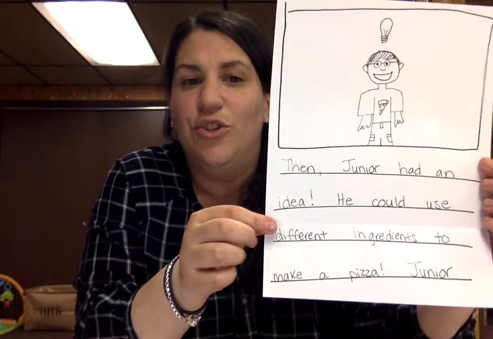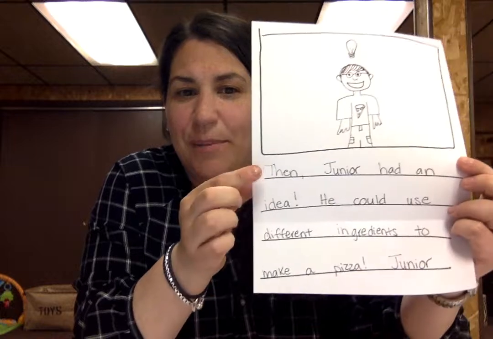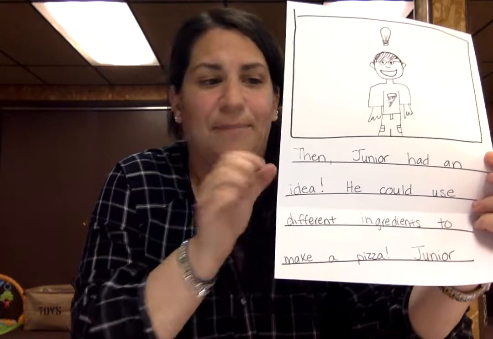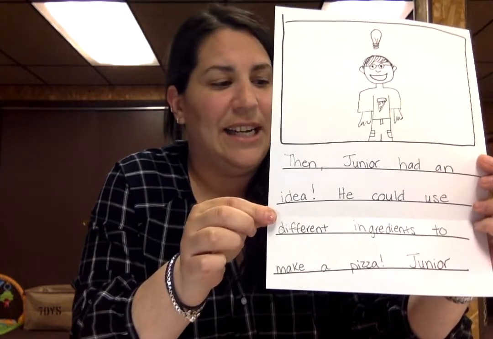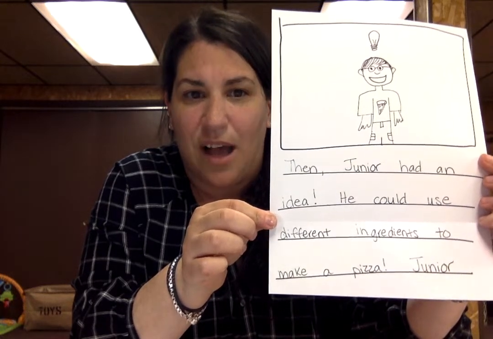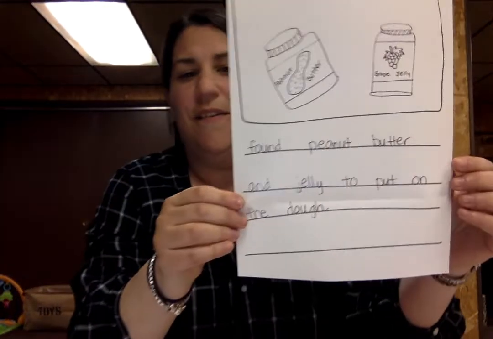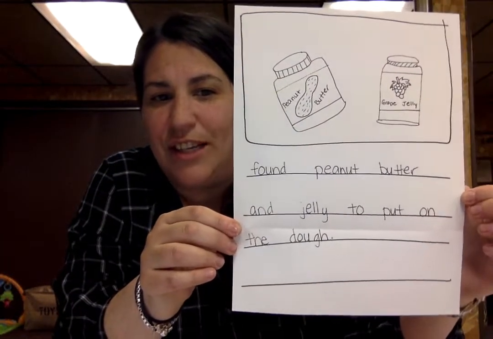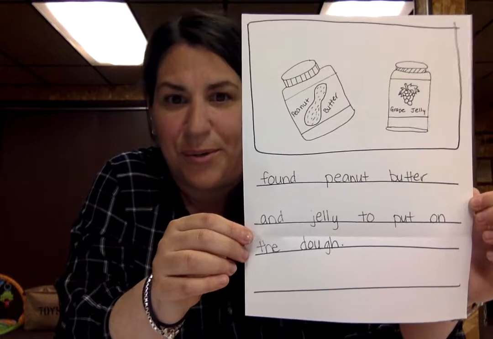Then Junior had an idea. You like my transition word there, guys? That's then. Then Junior had an idea. He could use different ingredients to make a pizza. Junior found peanut butter and jelly to put on the dough.